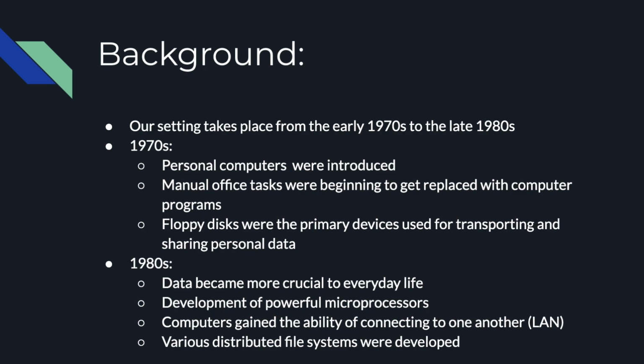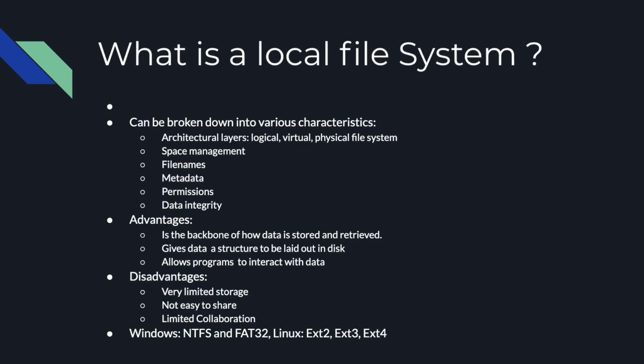Through the 1980s, data became more crucial to everyday life, and the development of powerful microprocessors also happened. Computers gained the ability of connecting to one another. Various distributed file systems were developed. Before we go into what a distributed file system is, it's important to understand what a local file system is, since they overlap. A local file system is essentially a tool which is a subcomponent of the operating system.